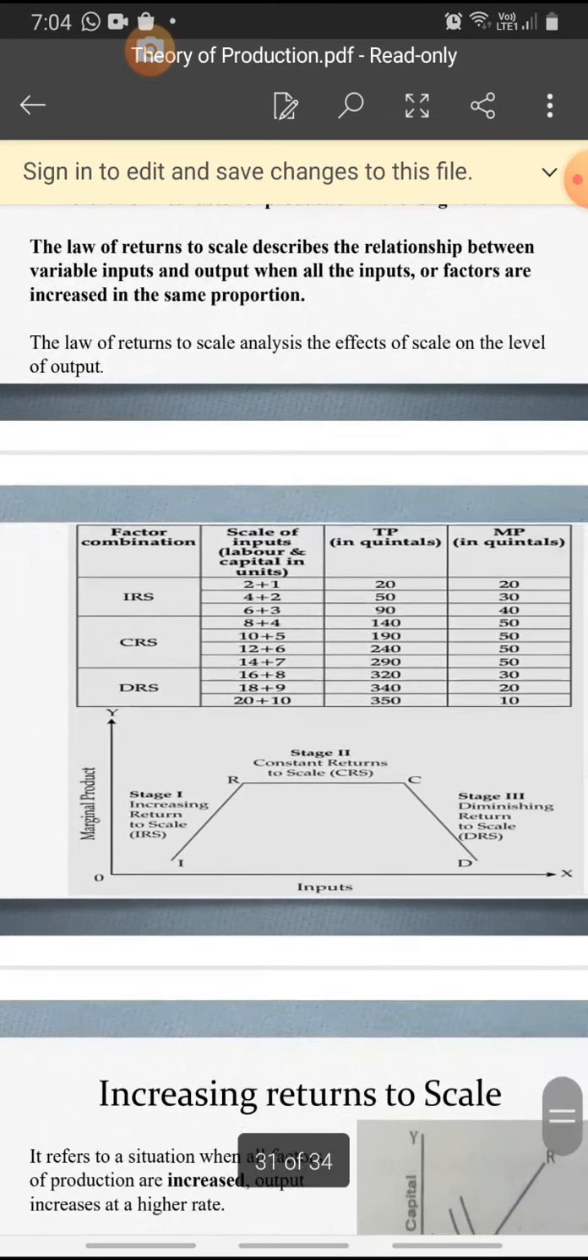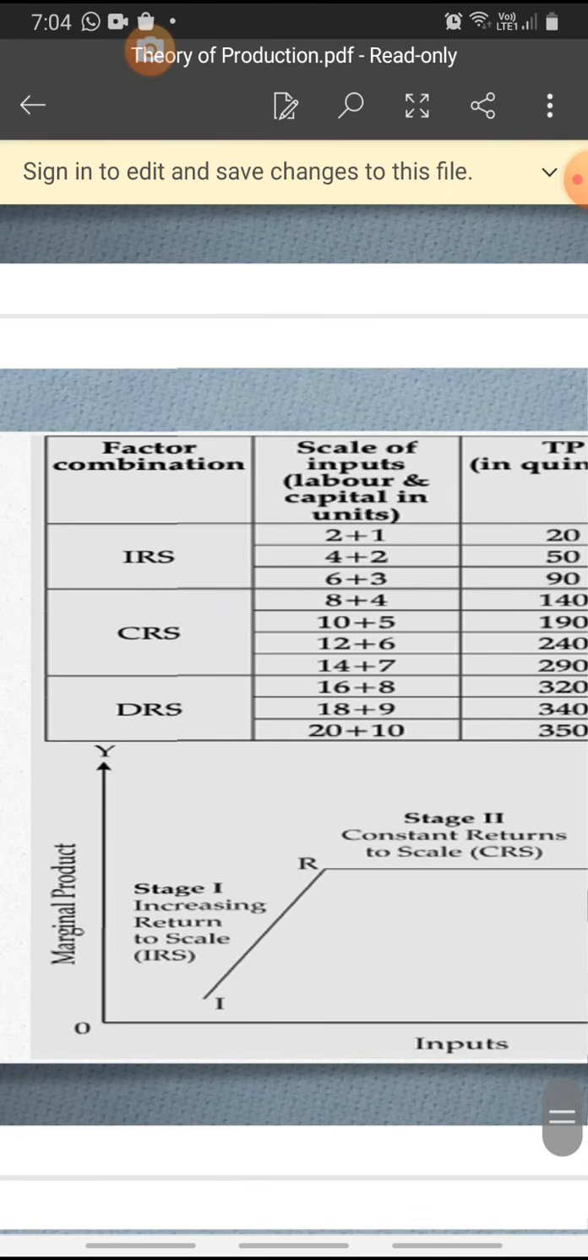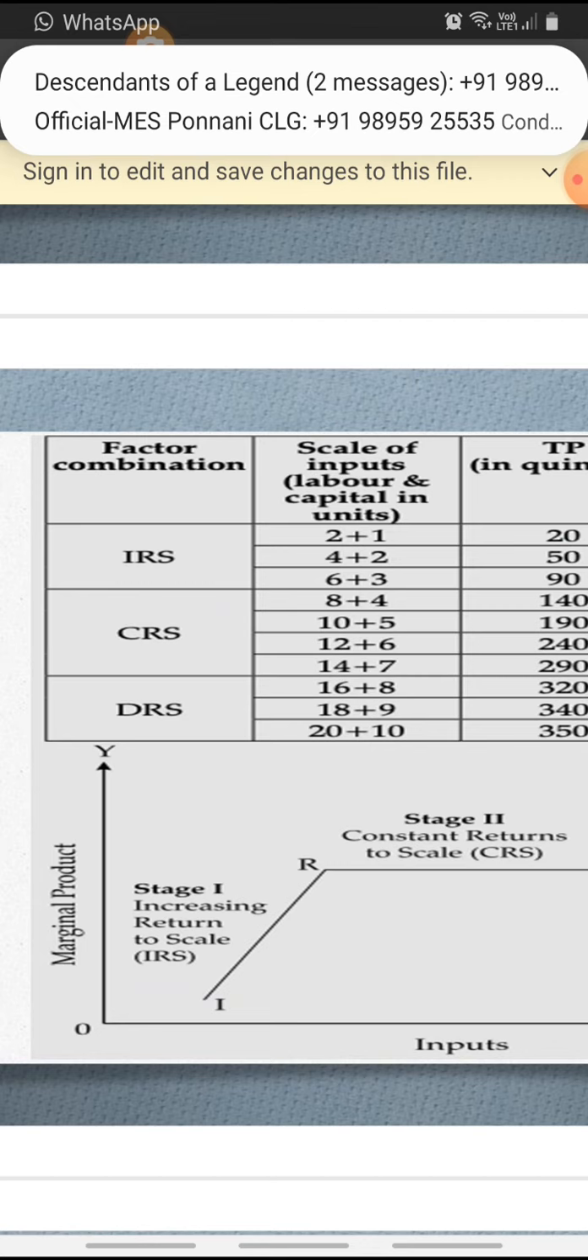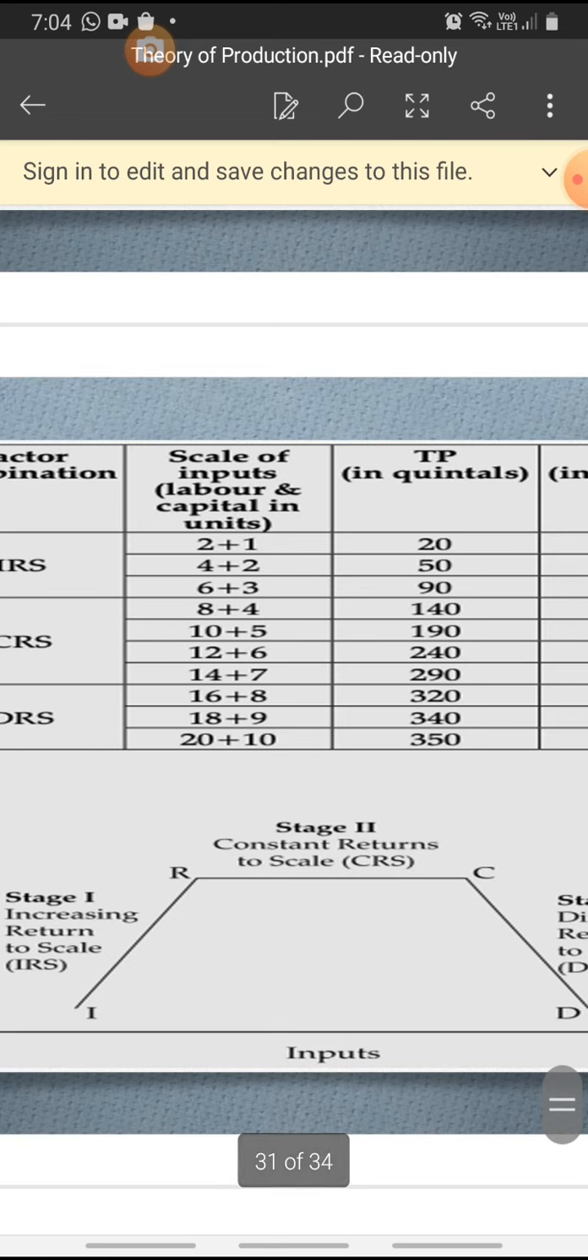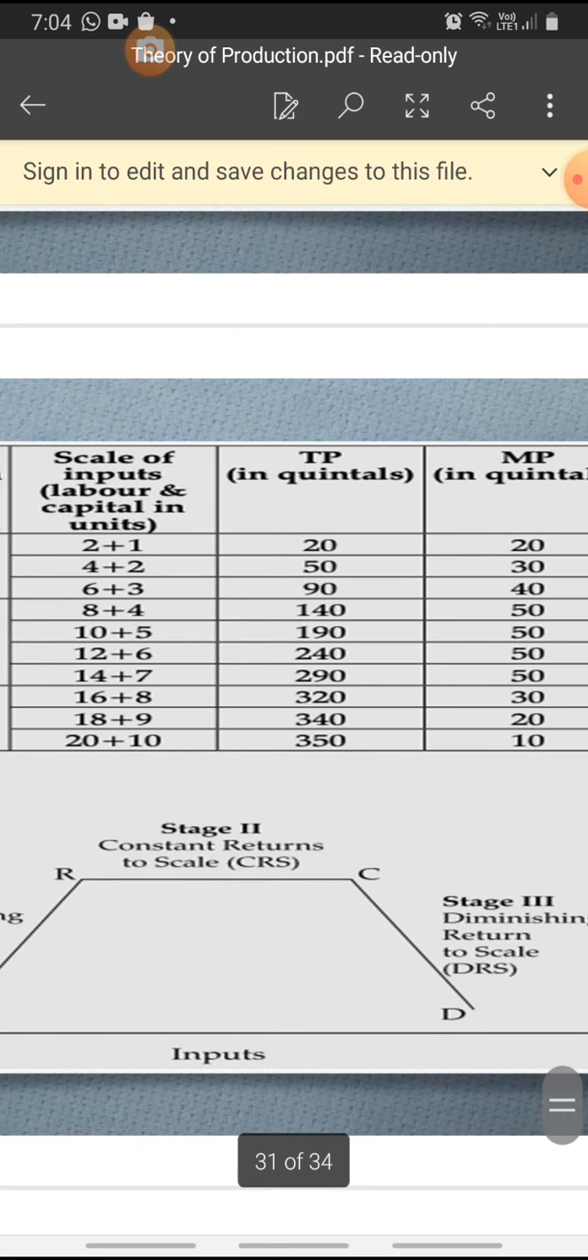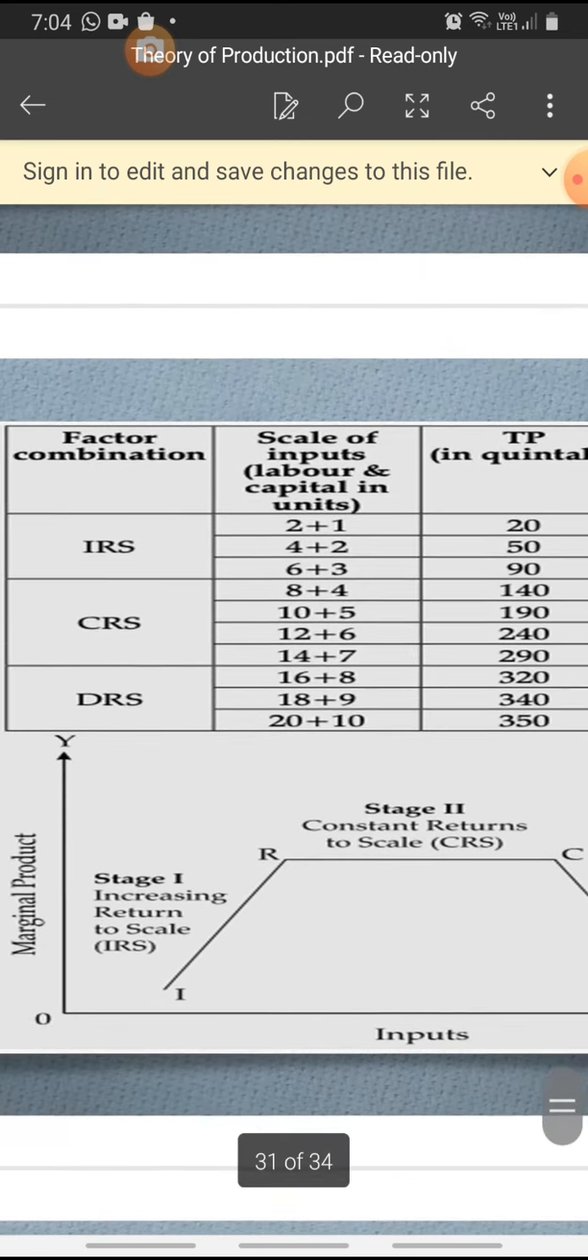Here, the first column gives the combination, that is, it goes through increasing returns to scale, constant returns to scale, or diminishing returns to scale. The second deals with the scale of inputs, that is, labor and capital in units. The third column deals with the total product, and the fourth the marginal product.